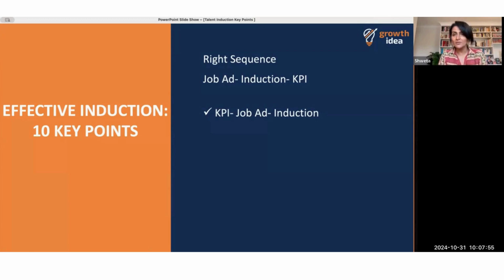Now, on the academy, there is a whole simple training, a very short training actually, on how to identify the KPIs for sales positions and also for non-sales positions. I would highly advocate that you look at that if you need some input on how to define KPIs, and then do the job ad and then move on to induction, right? It's sitting under hiring mastery.